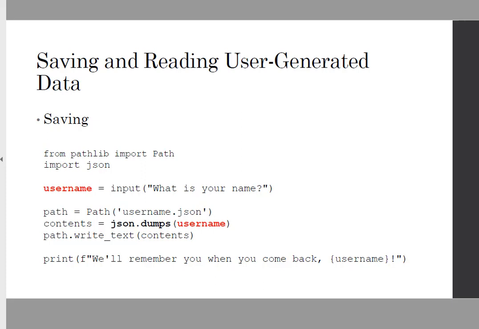Next, we expand to getting our data from our user. So saving and reading user generated data. So how do we save? Well, we use the dumps method. In this case, we use an input prompt. I'm going to store that information in username, and that's ultimately what we're going to write out.